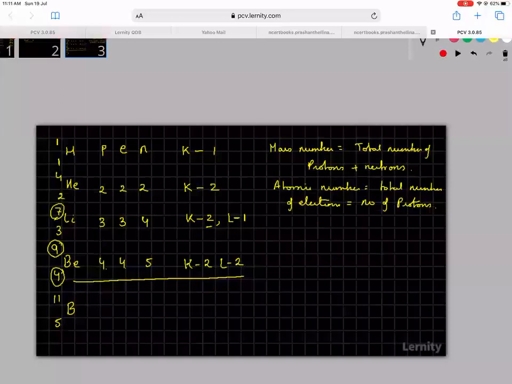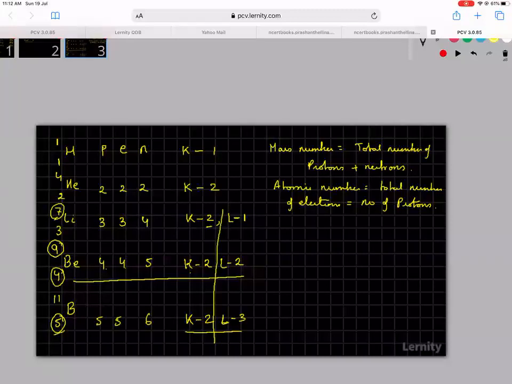So first electrons will go to K. What is the maximum number of electrons in K? 2. Next, they will go to the L shell. In the L shell, how many electrons can you have? You can have up to 8. But how many are left here? 3. So 3 will go to the L shell. So 2 electrons go to the K shell and 3 electrons go to the L shell. So this is the electronic configuration for boron. In that electronic configuration, there are totally 5 protons, 5 electrons, and 6 neutrons.